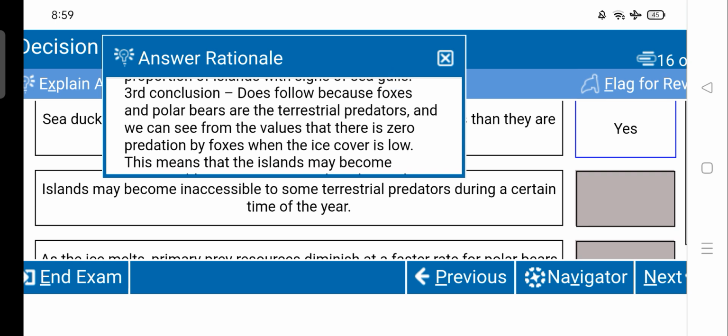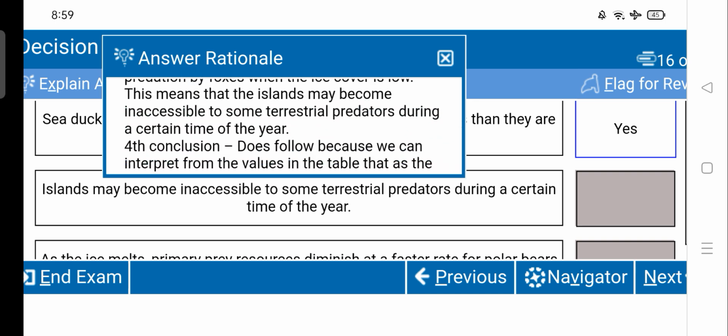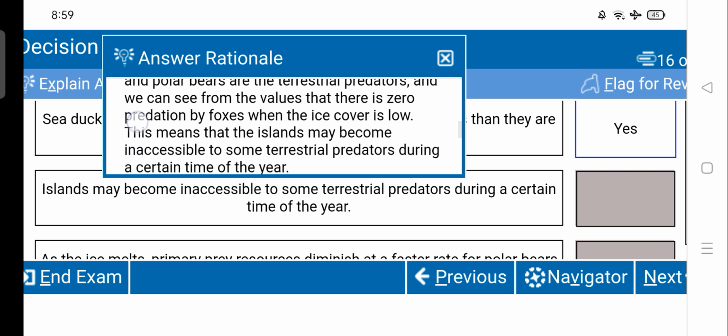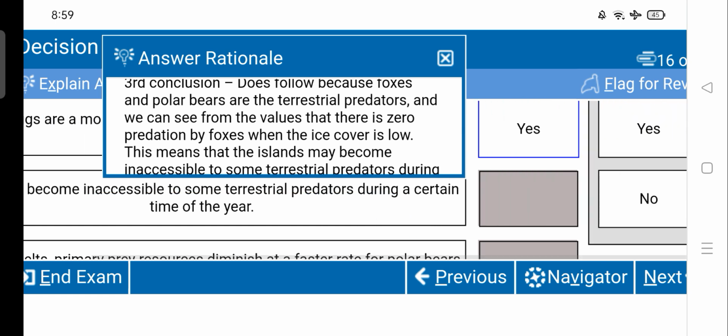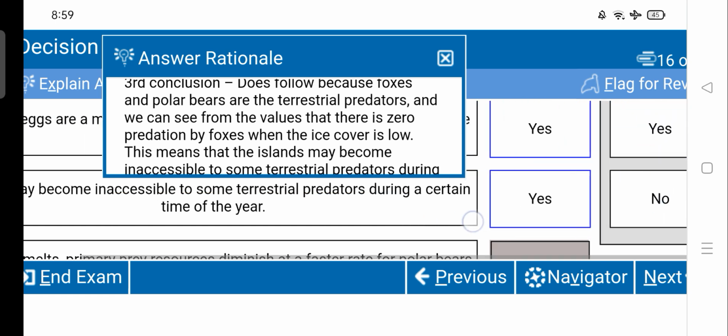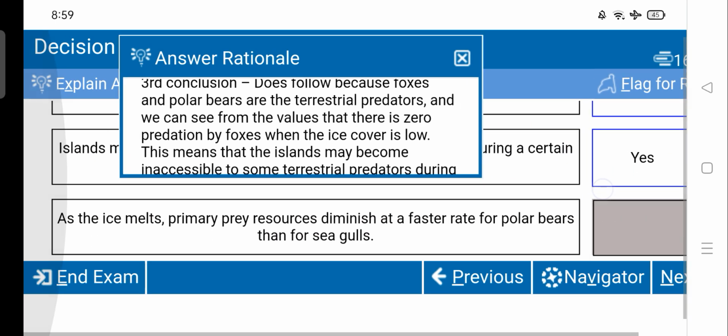Third conclusion does follow because foxes and polar bears are the terrestrial predators, and we can see from the values that there is zero predation by foxes when the ice cover is low. This means that the islands may become inaccessible to some terrestrial predators during a certain time of the year. So this third conclusion does follow. Again, we will drag a yes in front of this conclusion.